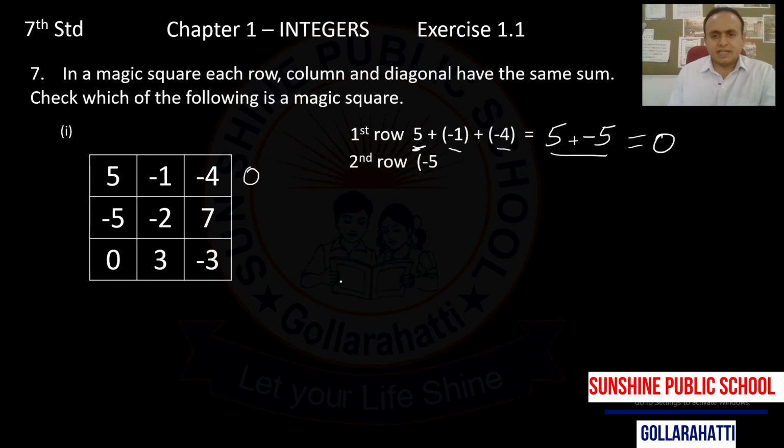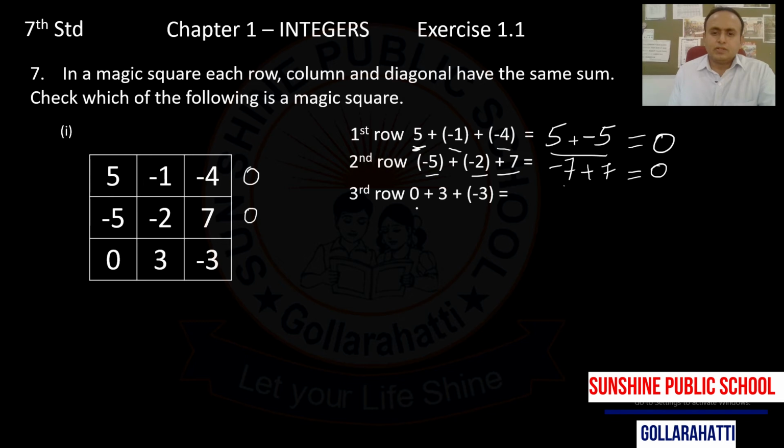And second row, that is minus 5 minus 2 plus 7. Add minus 5 and minus 2. If you add minus 5 and minus 2, it gives minus 7. And next is plus 7. If you add plus 7 to it, minus 7 plus 7 gives the answer 0. So you got the same answer 0 in the second row also. Let us add the third row also. So first there is 0 plus 3 plus minus 3. You should add plus 3 and minus 3, that gives the answer 0. You got the third answer also 0.